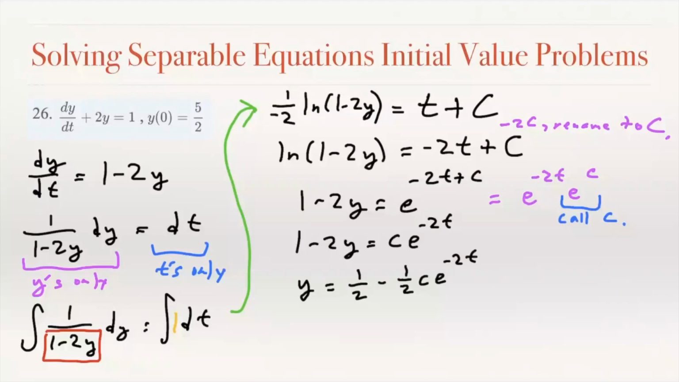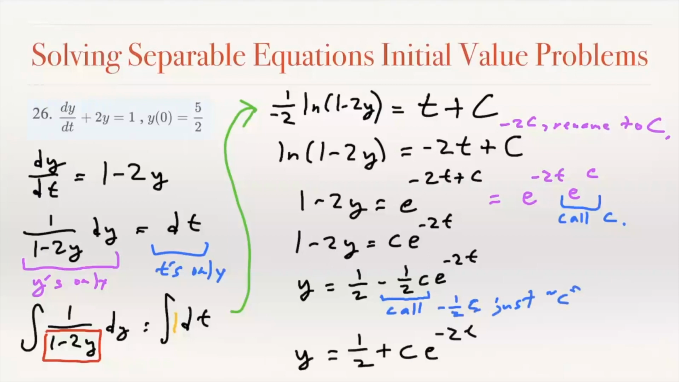And now let's do this yet again. As c varies across all real numbers, so does -1/2 c. So we'll just call that c, another arbitrary constant. And this is our explicit solution. And we can always plug it in, verify, and it does work.